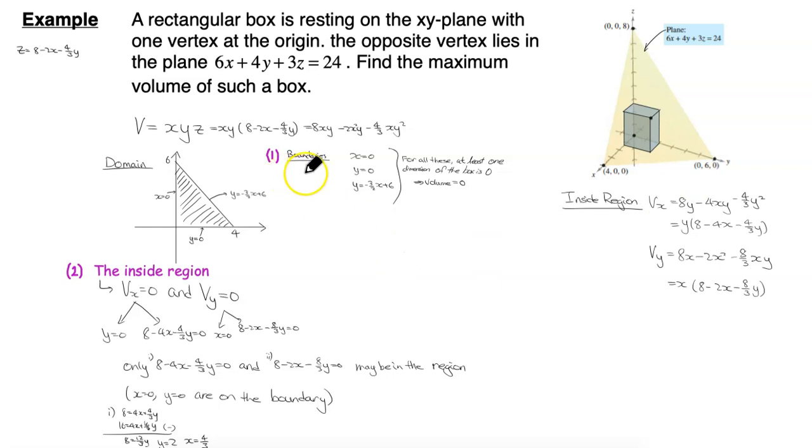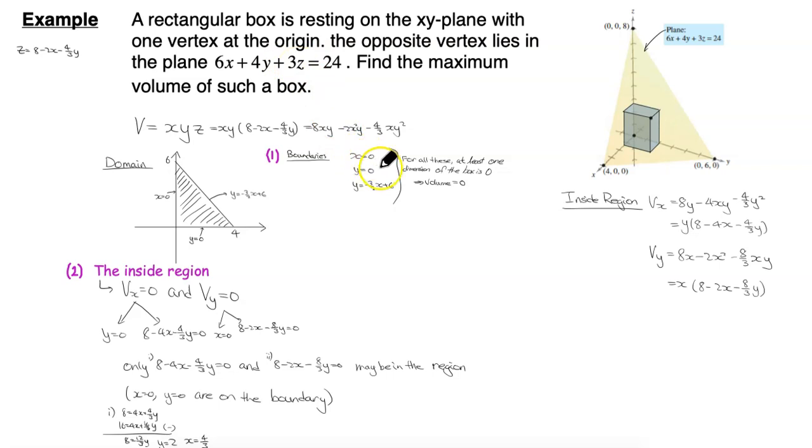So let's start with the boundaries. What are the boundaries in this situation? We have x equals 0, we have y equals 0, and then we have all the points along this line, which is y equals negative 3/2 x plus 6. We can find that by setting z equals 0 here and solving for y.